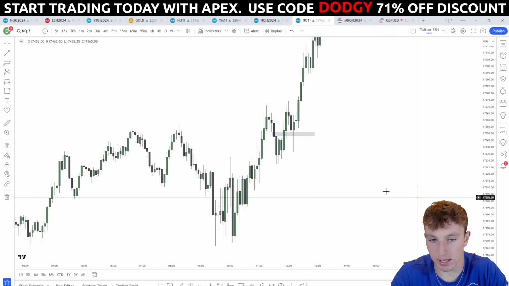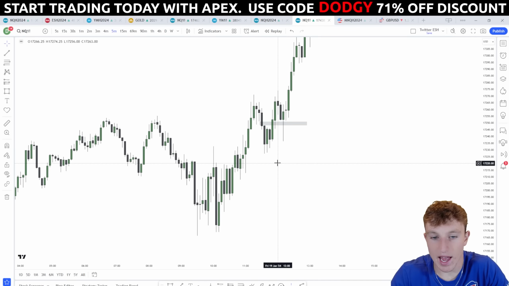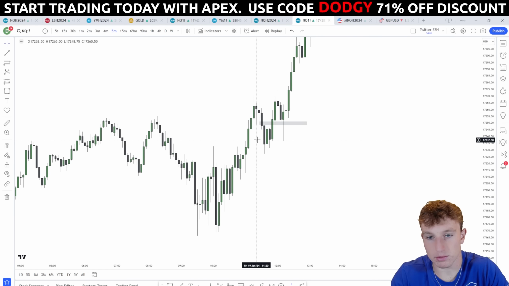So that's what I kind of mean. And obviously this isn't the cleanest bounce because we did close below and back above, but we have to be delivering from some sort of fair value gap, and then I'll take the inversion on the way back up.